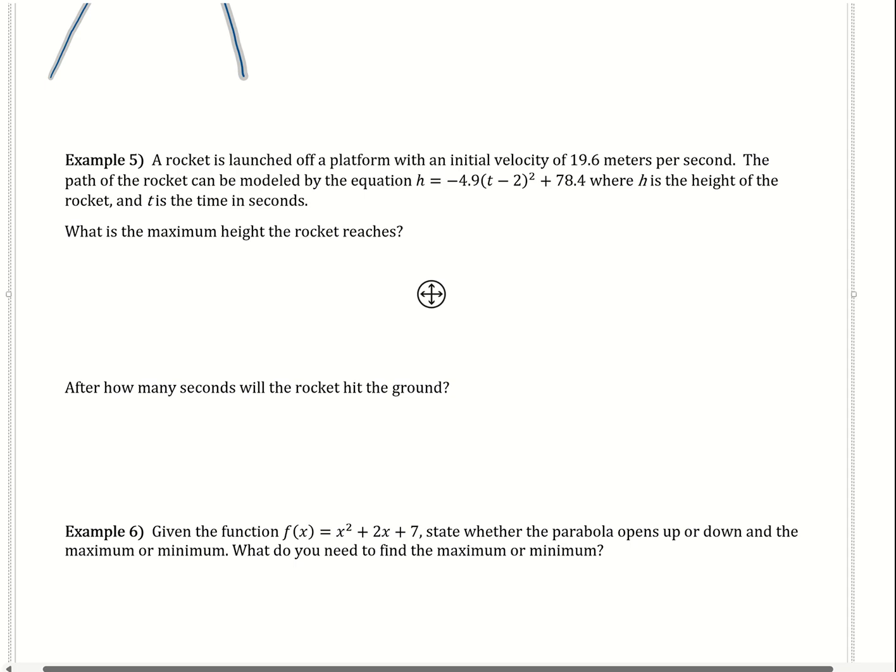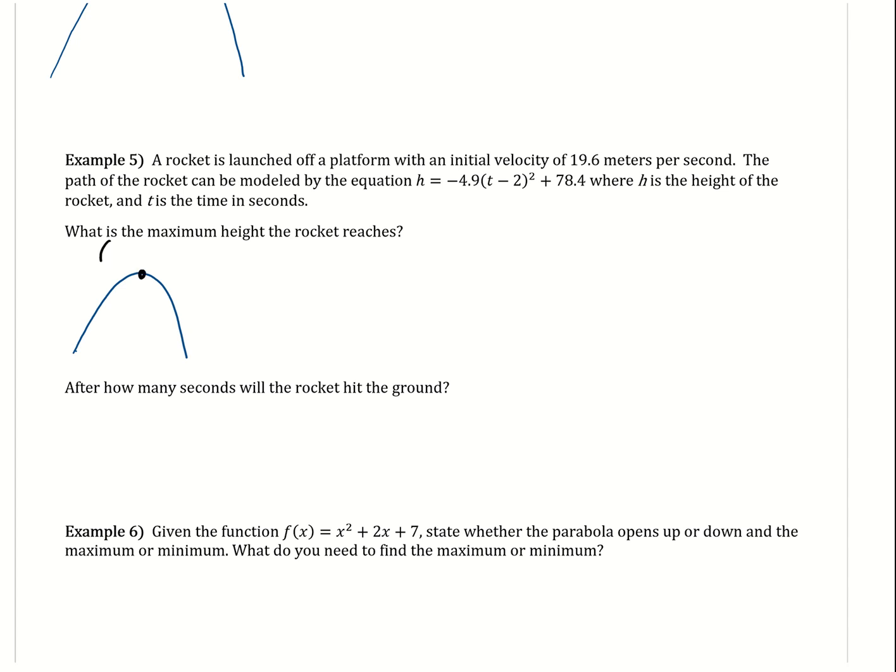This is pretty much the same question as before, right? A negative parabola is going to open like this. The maximum is going to happen at the vertex. This time the coordinates are going to be right 2, so positive 2, up 78.4. So the max height is going to be 78.4. The units this time are going to be in meters.